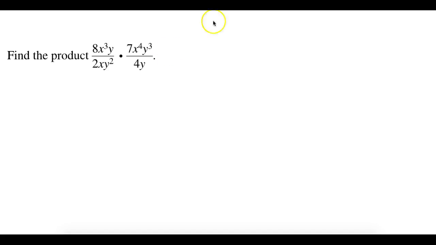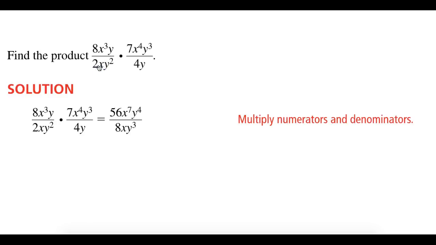Okay, so let's go back to the example problem we want to look at. So right now we've got 8x cubed y over 2xy squared times 7x to the fourth y to the third over 4y. So we can go ahead and multiply across. Our constants give us 56, x cubed times x to the fourth is x to the seventh, y times y cubed is y to the fourth. On bottom, our constants are 2 and 4, so that's 8. X times 1 is x. Y squared times y gives us y cubed.